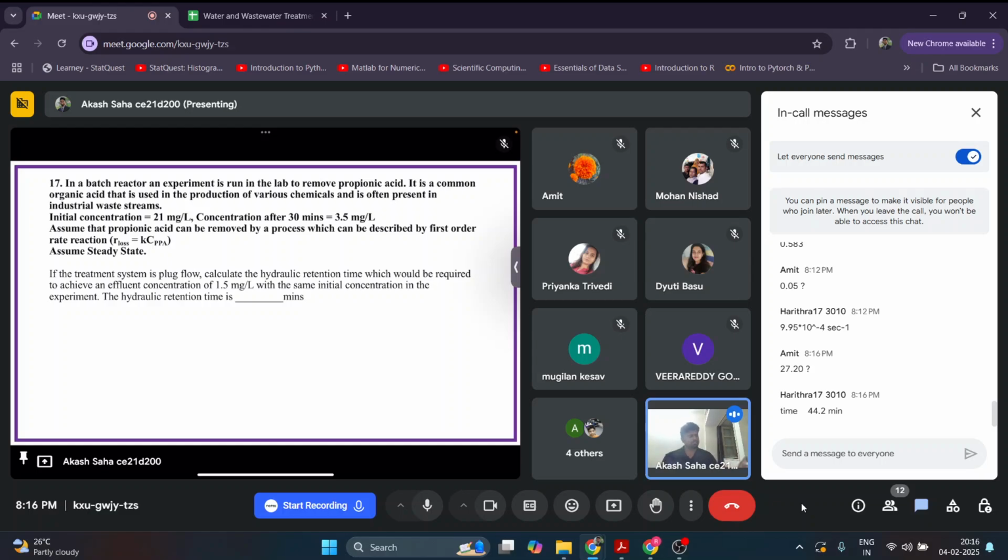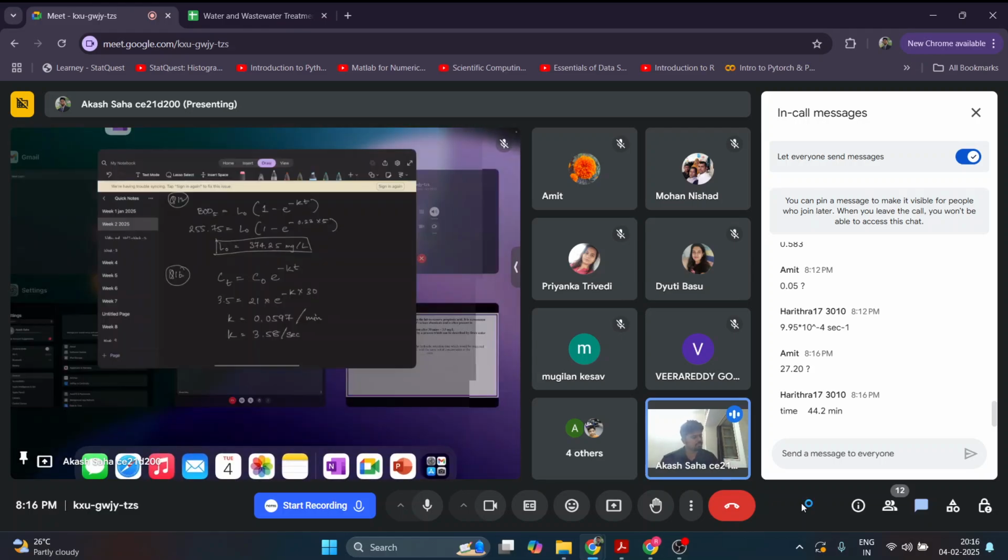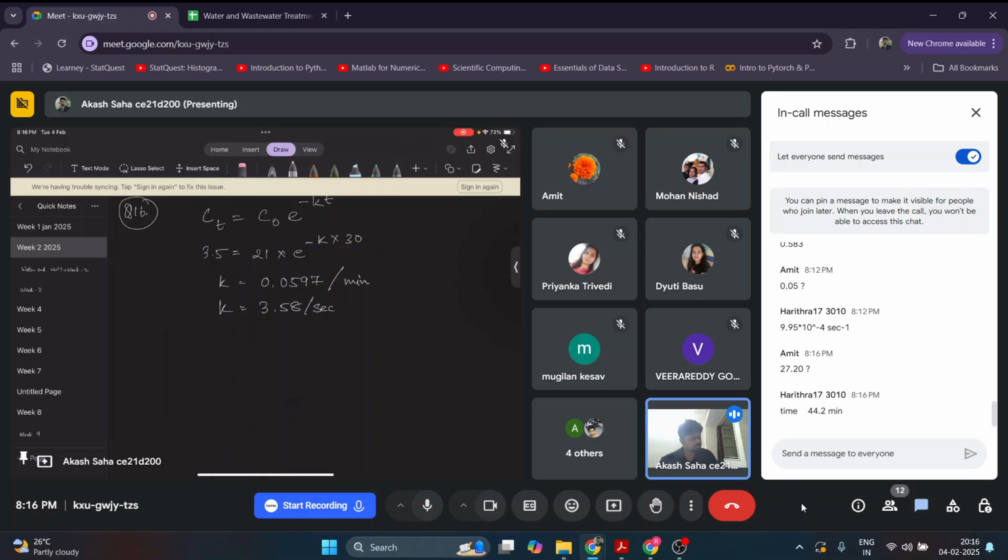Okay, so similar thing. Question number 17. Just to differentiate between this batch and PFR, though both the equations are the same, I'm writing theta. So C theta will be equal to C naught e to the power minus k theta. Here theta represents the hydraulic retention time of PFR.